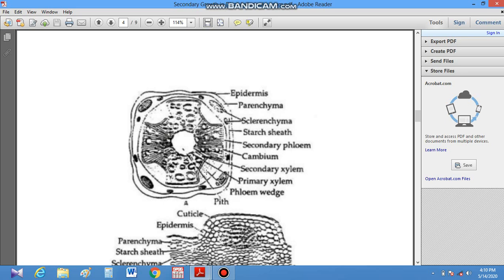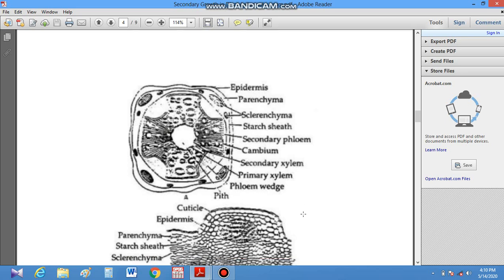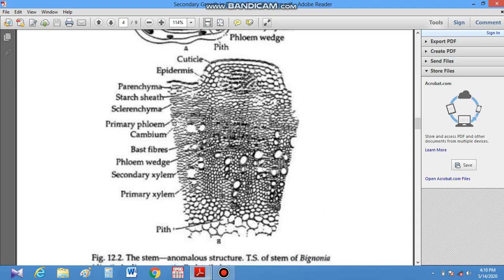After that, the xylem strands become formed by dilation and cell division in the woody parenchyma of the pith. Due to it, there is a formation of phloem wedges. We can see in this diagram that the phloem wedges are here, and there is a formation of primary phloem, cambium, bast fibers, secondary xylem and primary xylem.